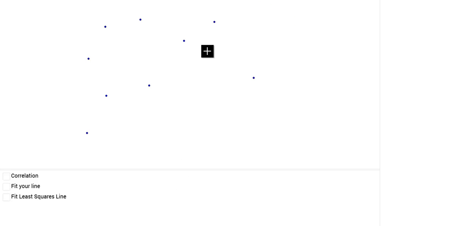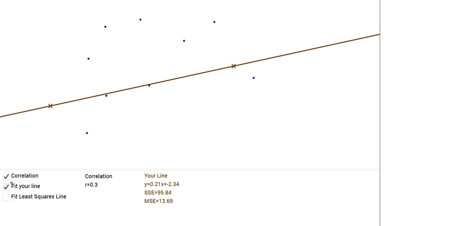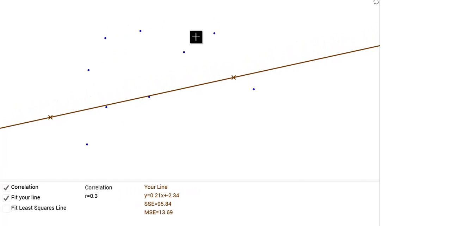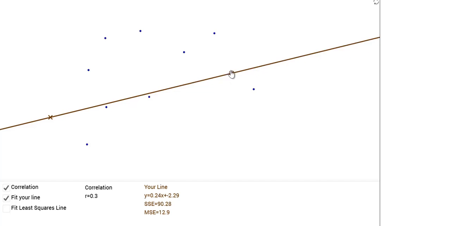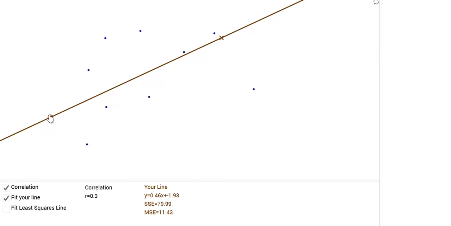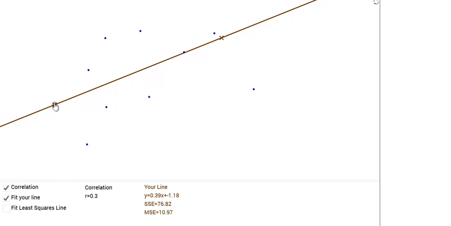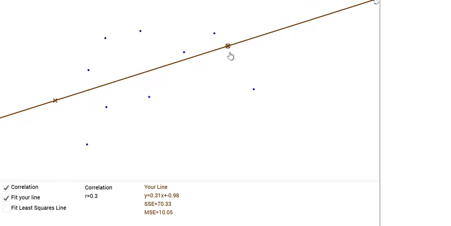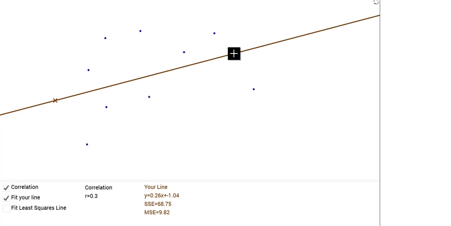In this applet, we can check the correlation, and we can try to fit our line. So what we want to do is move this line around, and as we move it, we're trying to find the line that's the best fit for this data. The way we can find the best fit is to find the line that has the smallest RMS error.